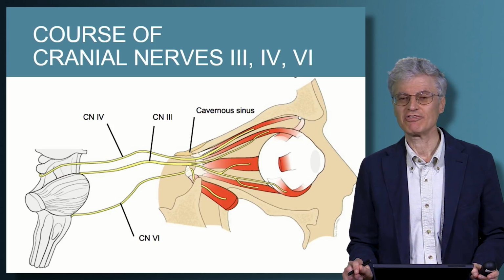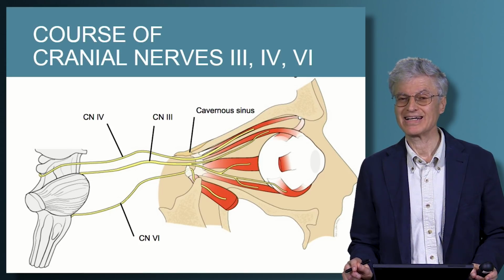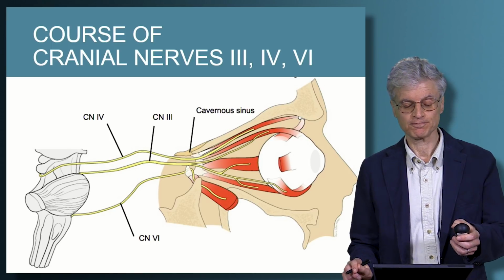This picture is the final common pathway of eye movements, comprised of cranial nerves 3, 4, and 6, the neuromuscular junctions, and the extraocular muscles. But we are concentrating on what happens within the brain before we get here.